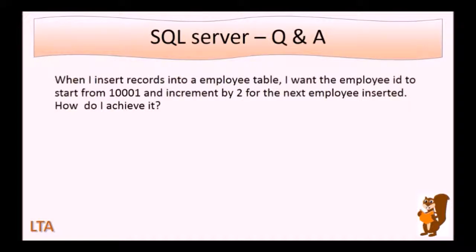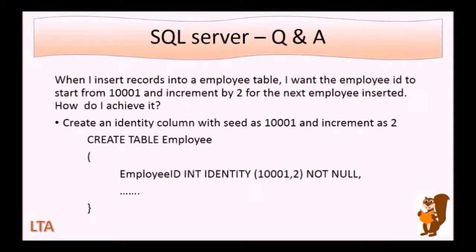Say that I have a table called employee and I want to insert records into this table. I want to have a column called employee ID and I want this column to start from 10,001 for the first record, and the second record should have 10,003 and so on. That is, increment by 2 for every new record inserted. How do I achieve it?